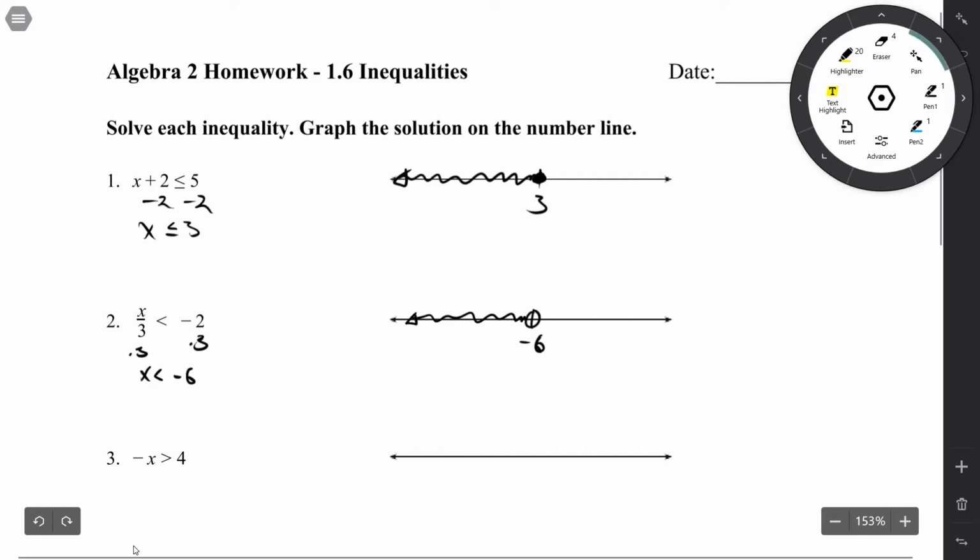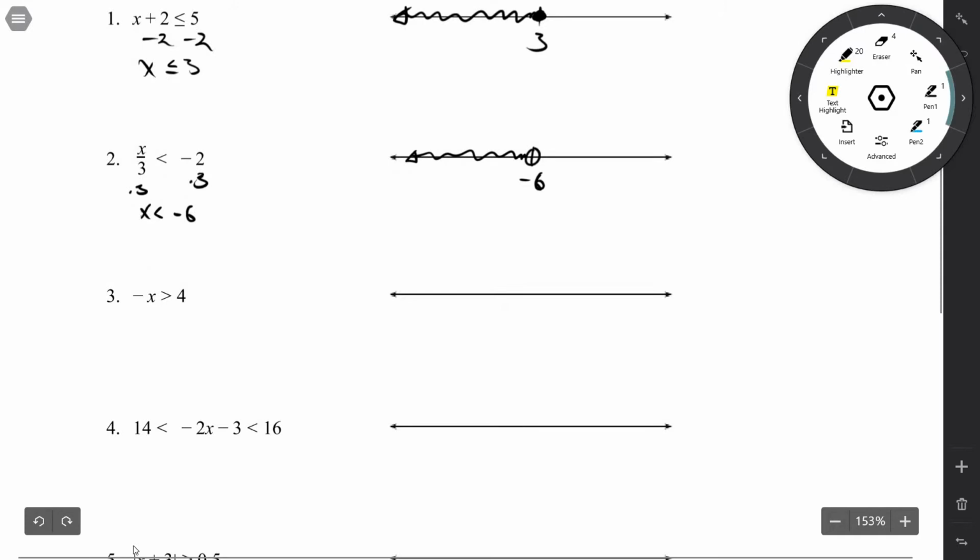Easy enough. This next one, again, pretty straightforward. The only thing we're doing here is multiplying by a -1, and remember, we would have to flip that sign. So we would get x is again less than -4. Mark that, -4, open circle, because it's not equals, and off to the left.